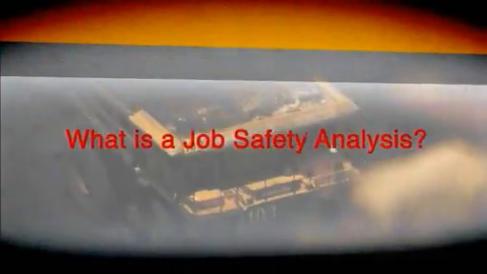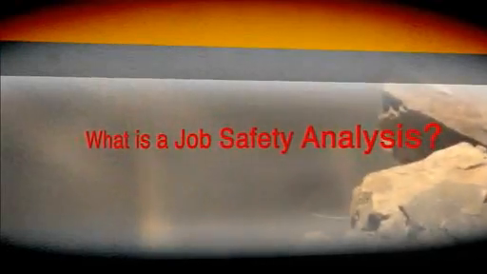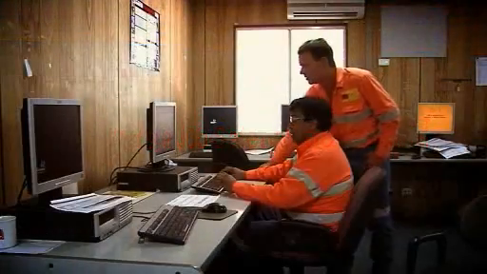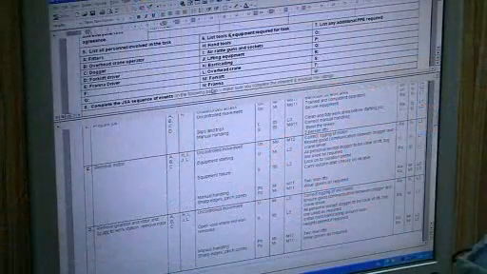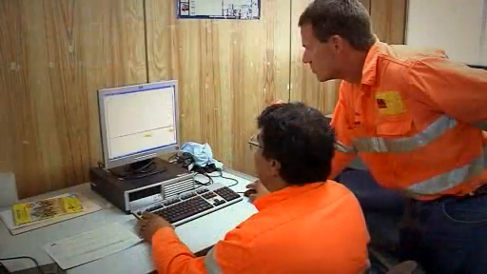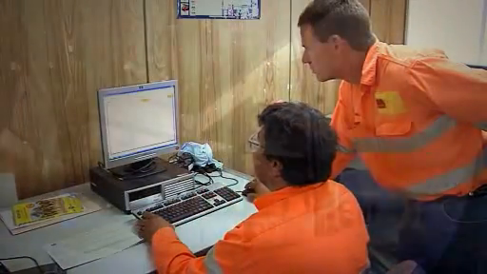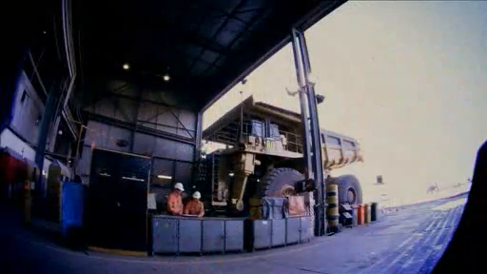What is a job safety analysis? The JSA is a basic and low-level task-oriented risk assessment tool that is used for both routine and non-routine job and task planning. It is an analysis that should be applied by a work team prior to commencement of a potentially hazardous activity.